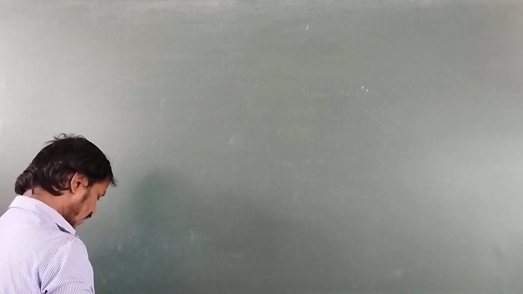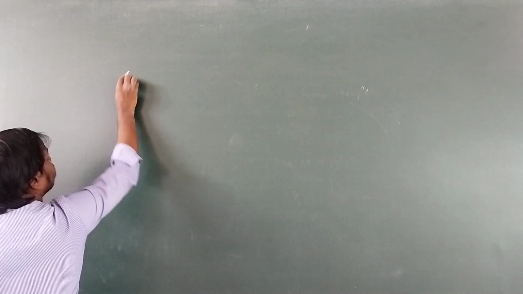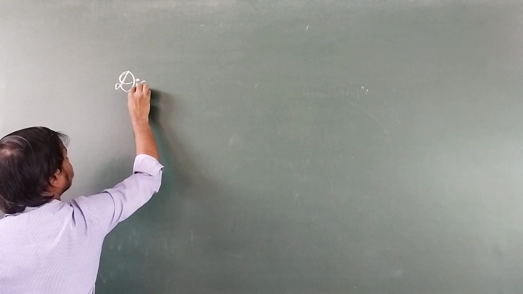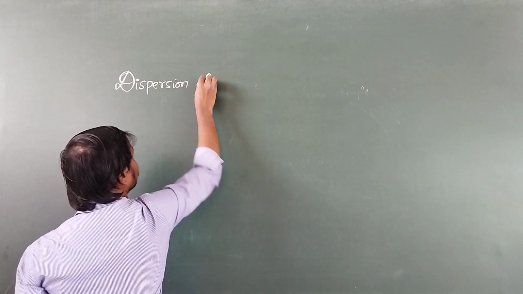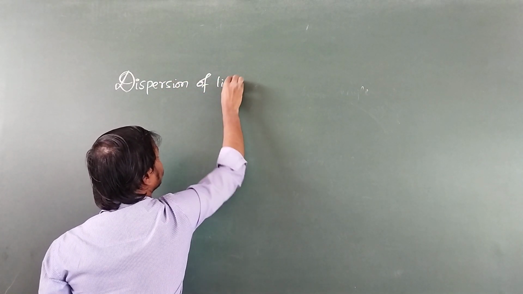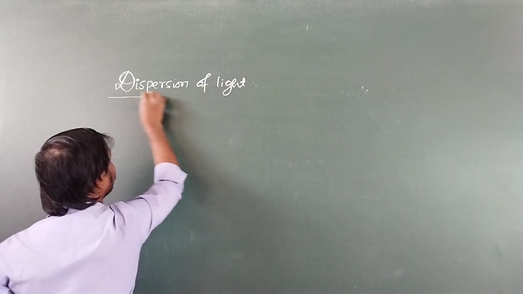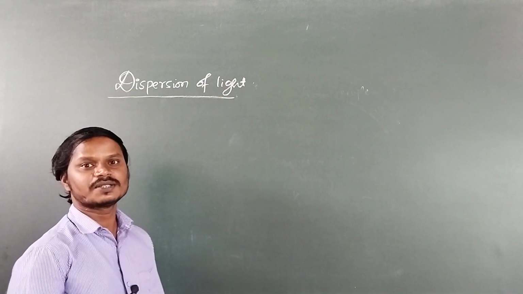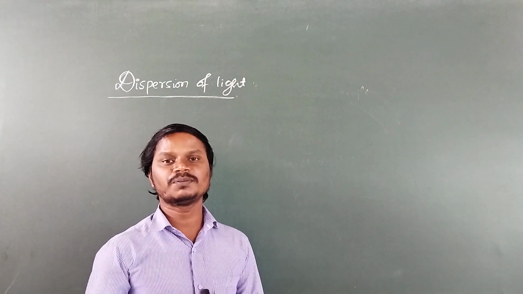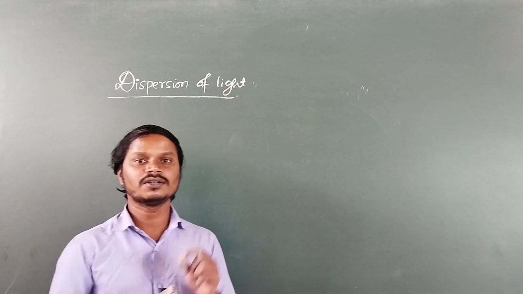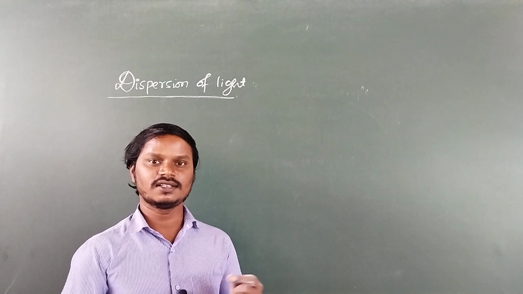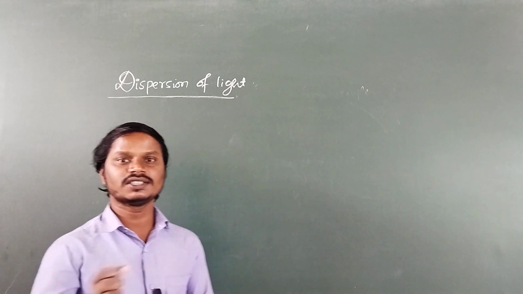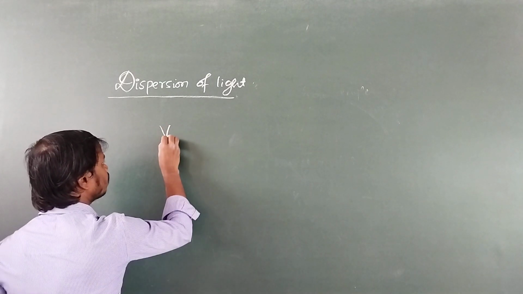Dispersion of light. What is the dispersion of light? It is the separation of white light into its constituent colors. So usually white light is made up of how many colors? 7 colors. What are those? In short form I will write VIBGYOR.